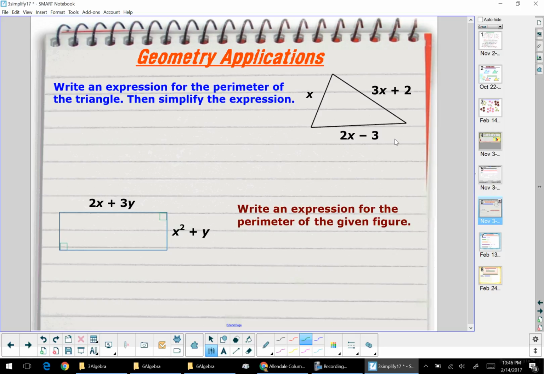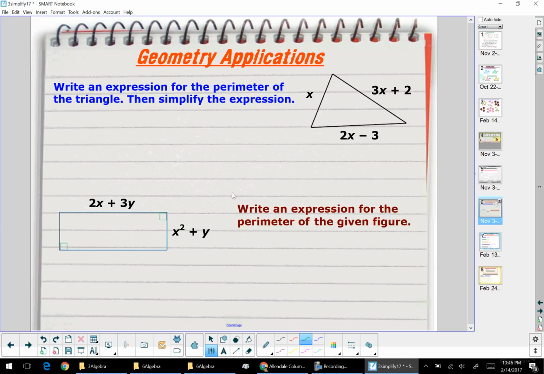So perimeter just means length around a figure, right? Which means all we're really doing is adding the side lengths up. So take a minute, pause the video, see if you can find the simplified expression for the perimeter of this triangle, and likewise the rectangle below. Keep in mind in a rectangle, opposite sides have to be congruent to each other. See what you can do with that. Go ahead and pause it, try those expressions. And then when you're done, come on back.